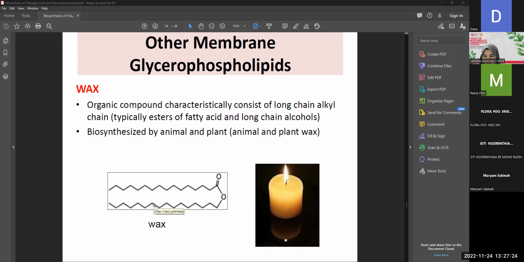Another one, wax. I'm sure you know wax. It consists of long alkyl chains, typically esters of fatty acid and long chain alcohol. It can be biosynthesized by animals and plants. We also can synthesize wax chemically in the lab. It depends. So basically, this is the structure of wax.